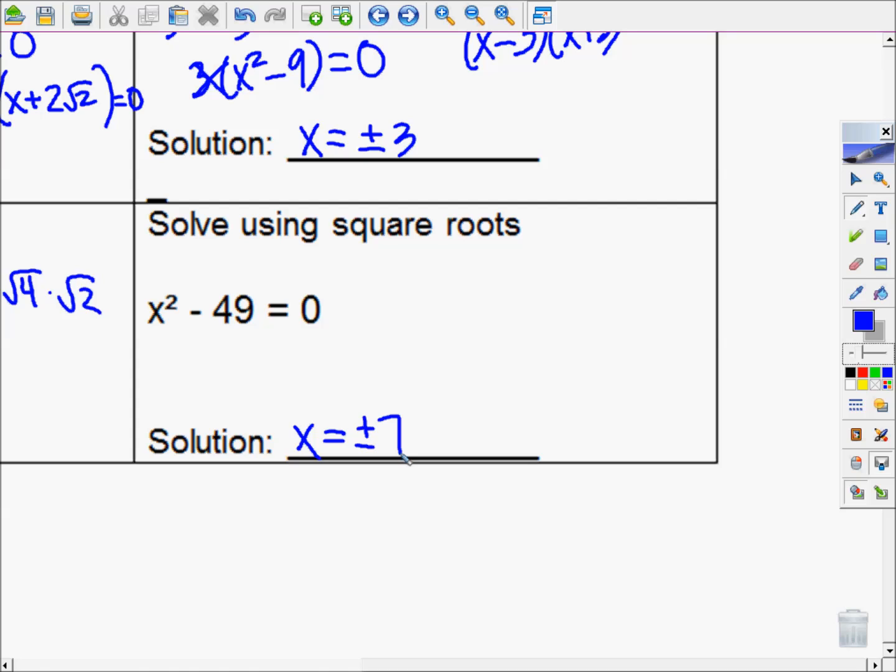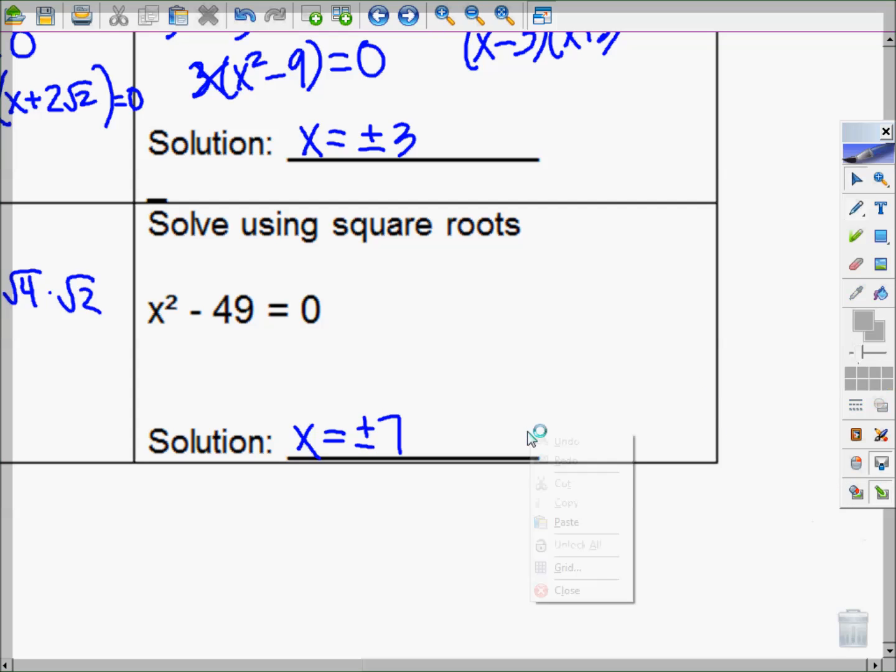Alright, on your homework, please show some kind of work. Don't just write answers. And that is it. If you understand today's lesson, you should be able to finish your homework in the 10 minutes you have left.